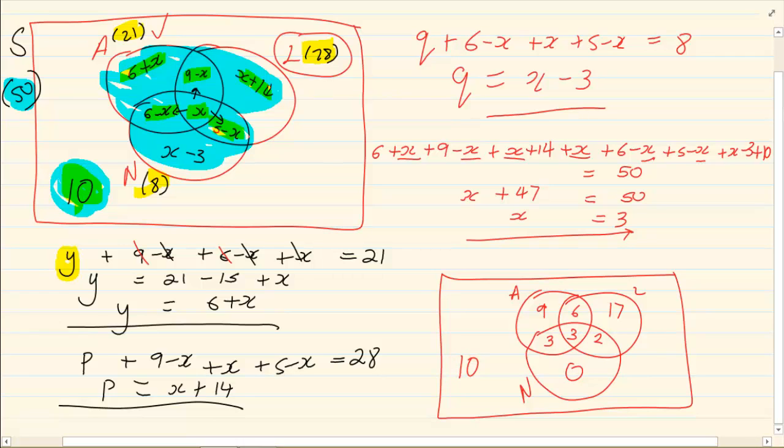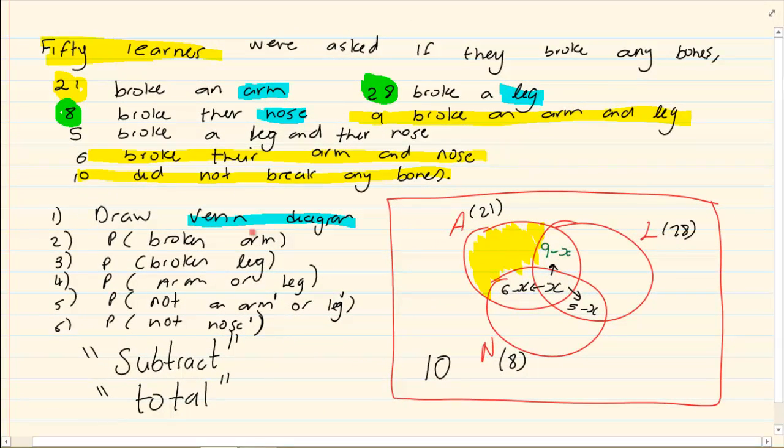Now let's go to the other questions that they may ask you related to this. Okay, they told you to draw a Venn diagram. Now, when they asked you to draw a Venn diagram, they didn't tell you, hey, solve for x. But in order to do the others, you have to solve for x. What is the probability of a broken arm? Now that you could get simply from looking at your information. A broken arm is 21 over 50. What is the probability of a broken leg? A broken leg was 28 over 50.